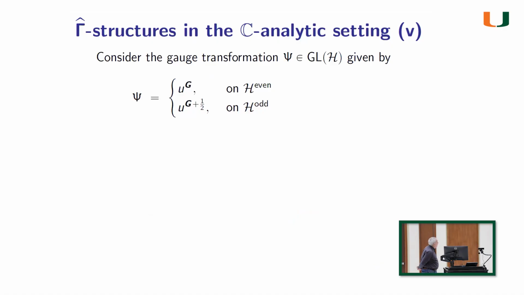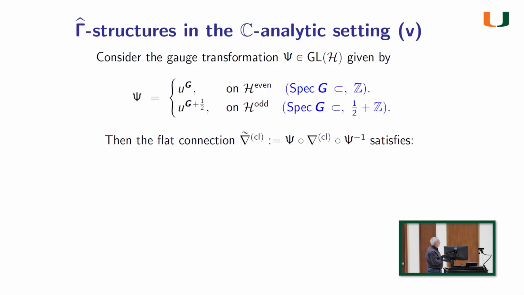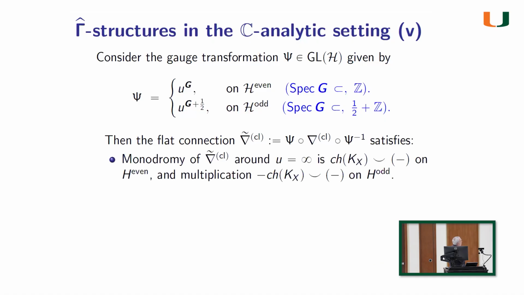So you can look at the gauge transformation, which is multiplication by, or conjugation by, u to the g on the even part of our bundle and u to the g plus 1/2 on the odd part. This is the grading. The grading is integral on the even part and half integral on the odd part. So this g plus 1/2 corrects the half integral grading. And then there is a flat connection, which is the gauge transformation with respect to that of the classical connection.